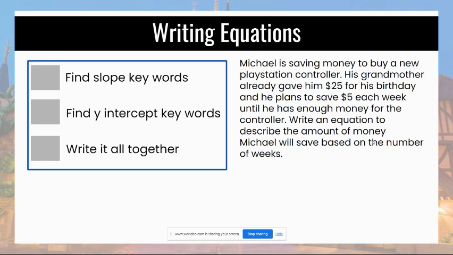Okay, words that mean slope: per, each, and slash a all mean slope. So I see each here, so I know 5 is going to be my slope. The word already or started with or initial value, anything like that, that's your y-intercept. So now I have 25 as my y-intercept. So if I'm writing this in the form of y equals mx plus b, I've got my slope, so y equals 5x plus my y-intercept, which is 25. Remember, if something is draining or reducing, in that case, your slope would probably be negative.